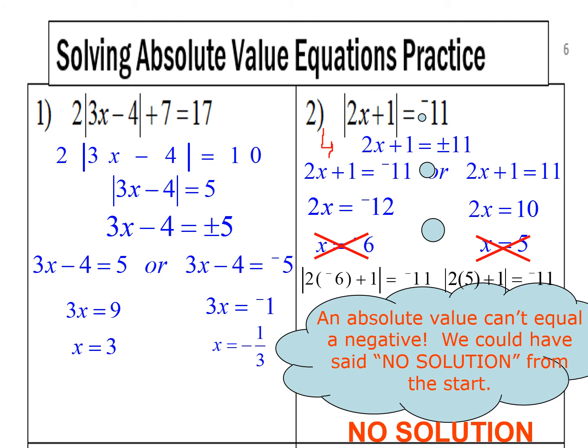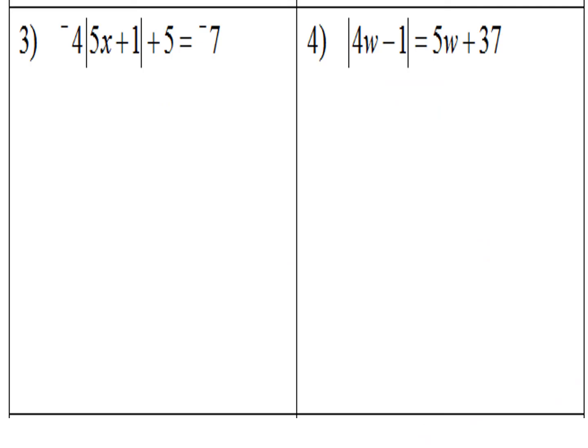Well, take a look. Let's step back up here. An absolute value can't equal a negative. We could have said no solution from the start, because the values that come out of absolute value are positive answers, and a positive answer will never equal a negative answer. There you have it. Let's try the next one.